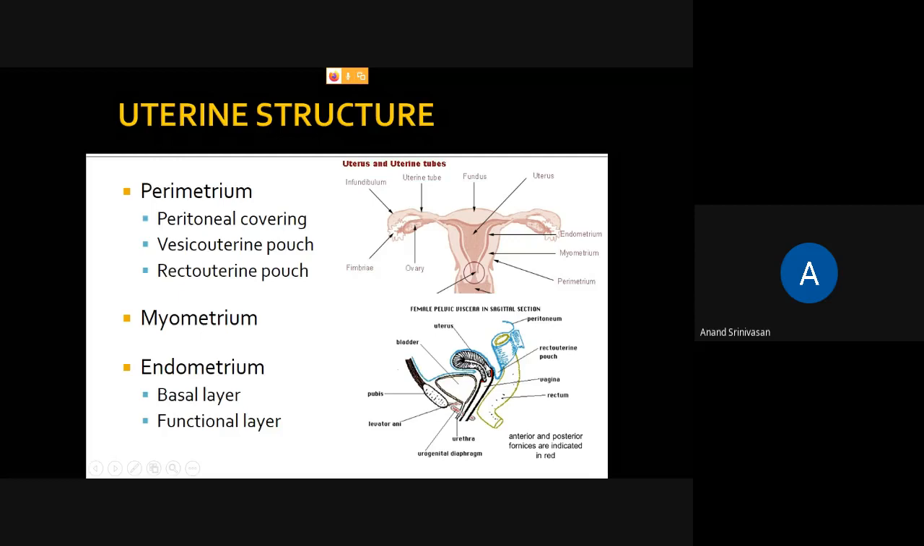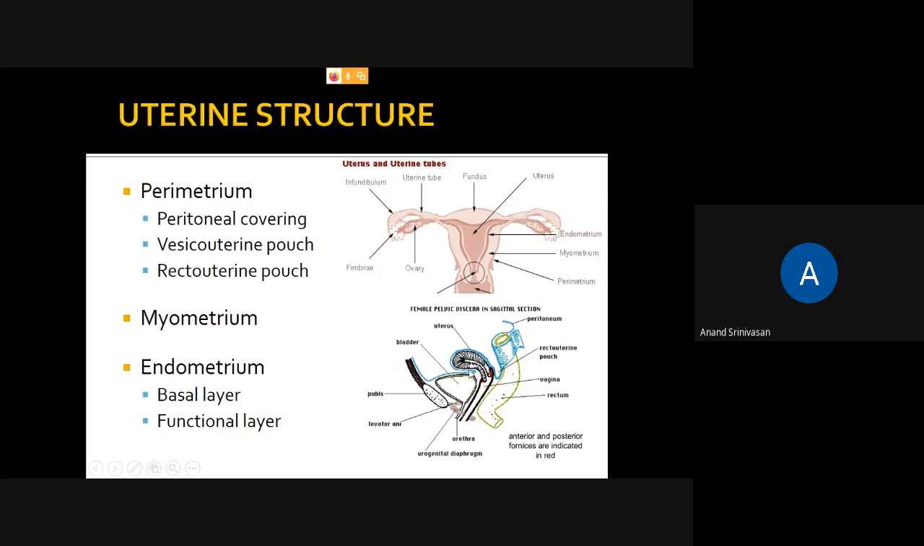Okay, so this outermost part of the uterus, along with the peritoneal covering, is referred to as perimetrium. Now if you see here, there is a small space between the uterus and the urinary bladder. This space is referred to as the vesico-uterine pouch. Vesico means urinary bladder, uterine means uterus.